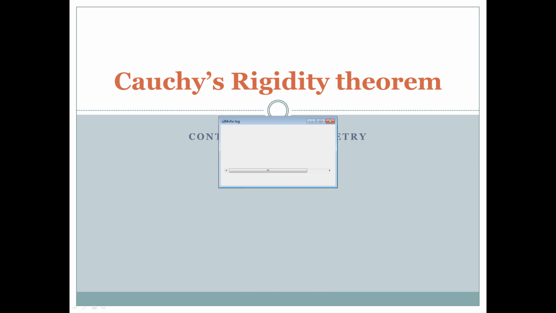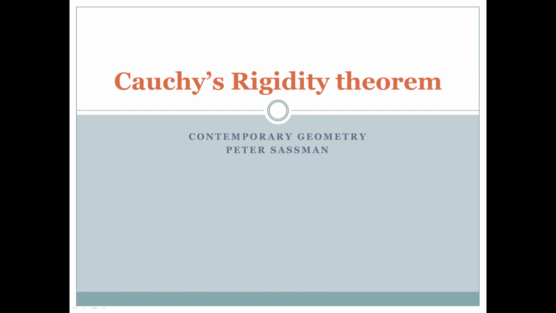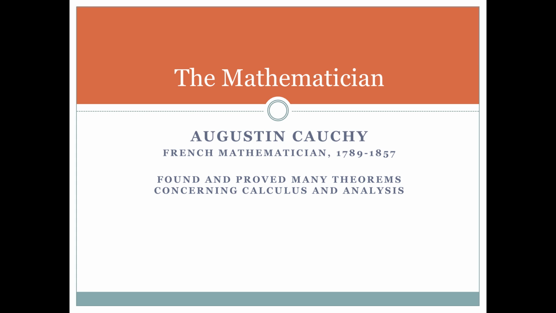So hello. Today I'm going to talk about Cauchy's Rigidity Theorem. So it's really quick, just about Augustin Cauchy. He was a French mathematician in the 1700s, and he found and proved many theorems concerning calculus and analysis. Today we're going to look at his geometrical proofs.